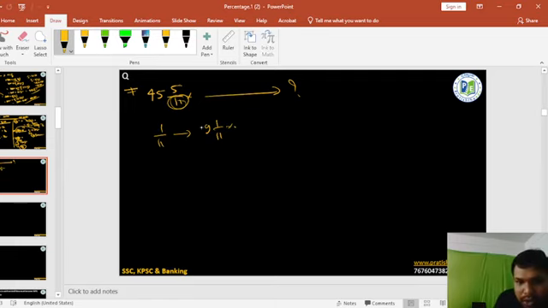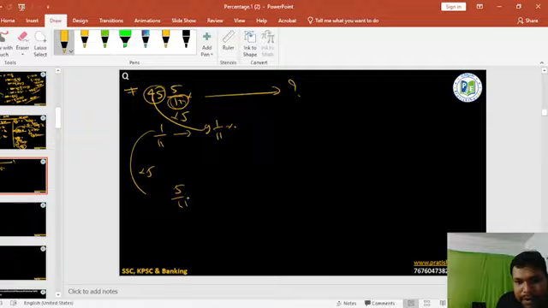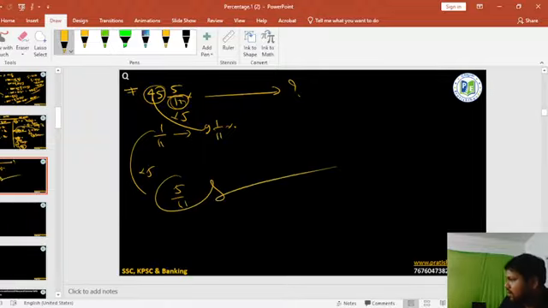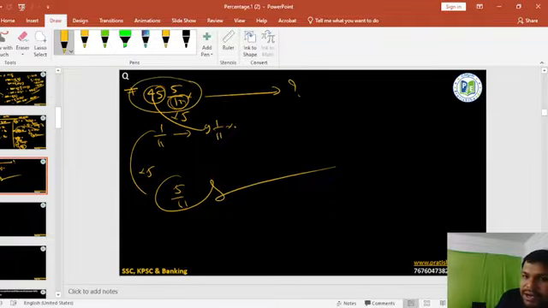Correct? Now, in 9, how much should I multiply so that it will become 45? Sir, you multiply by 5. 9 times 5 is 45. So just you multiply this fraction by 5. That is 5 by 11. That's done. Now, all the percentages I have taken are less than 100%. 45 is less than 100. 55 is less than 100. But what about if it is more than 100%?